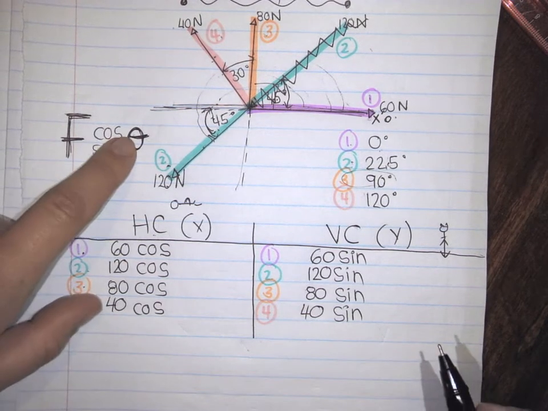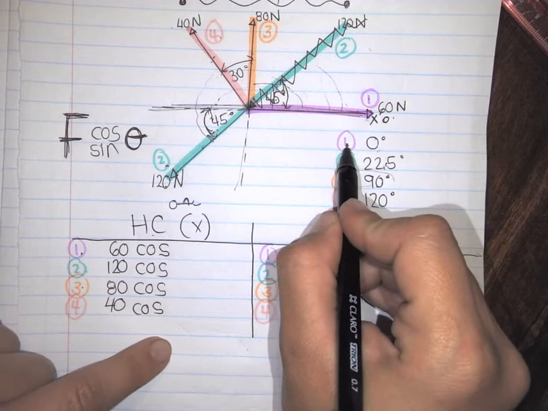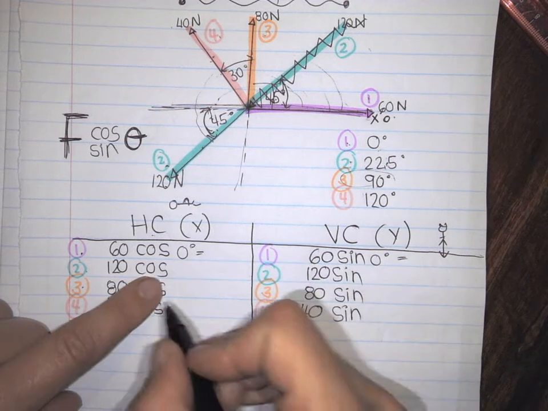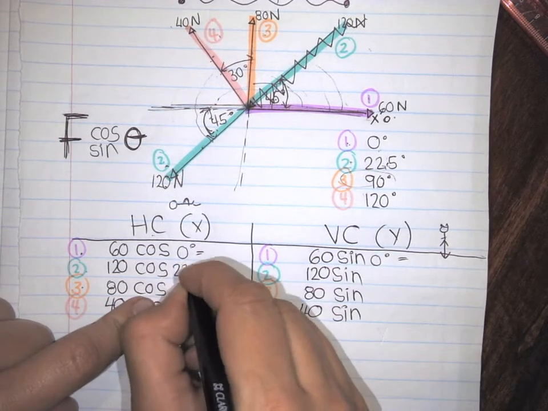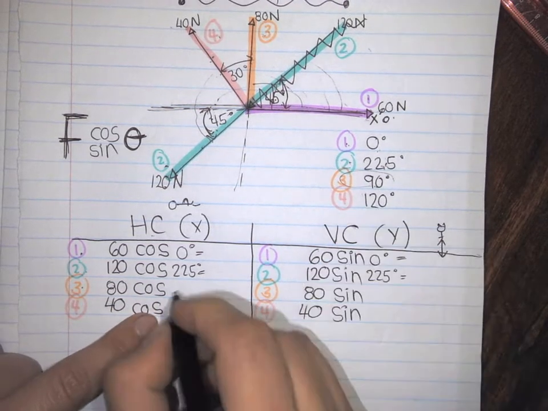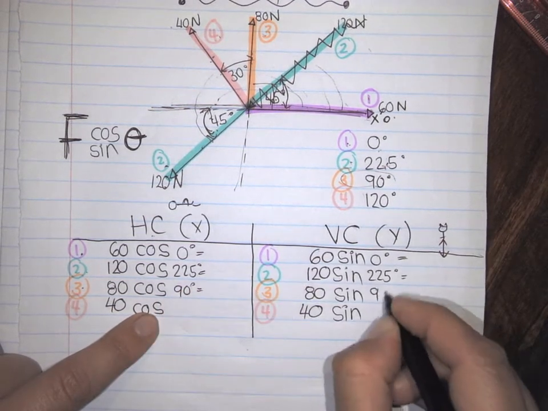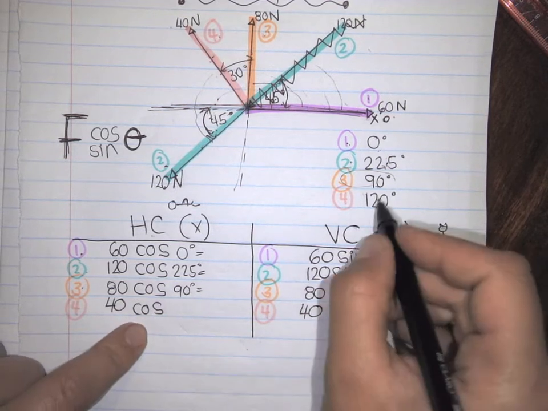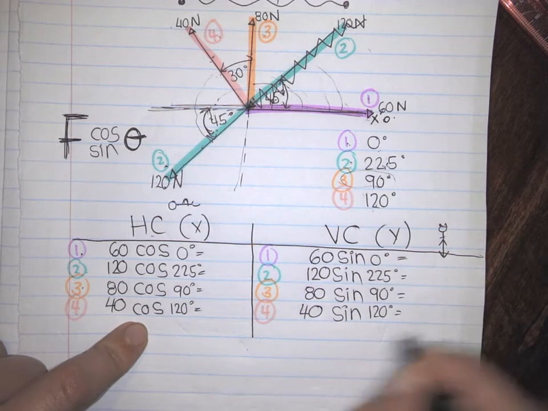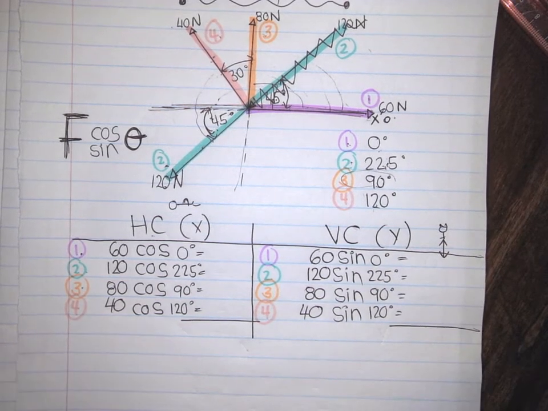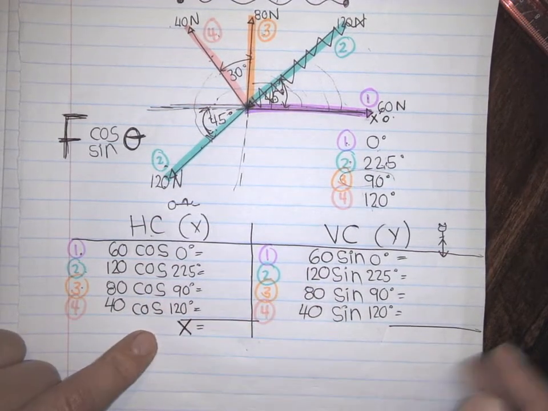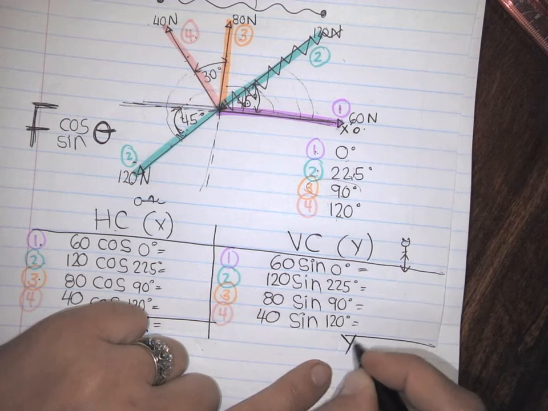Now I want the angle that it's making. Number 1 is 0 degrees. Number 2 is 225 degrees. Number 3 is 90 degrees. And then number 4 is 120 degrees. And you guys already know where I got those degrees from, the angles from. Okay, so when you get the answers, we're going to add them all up to get x, and on this side to get the y value.